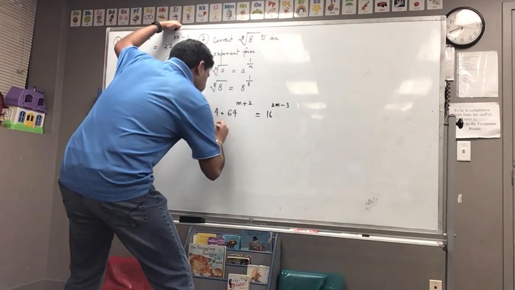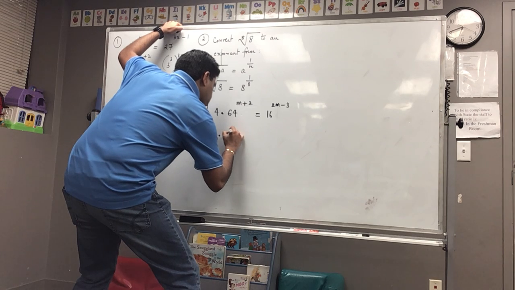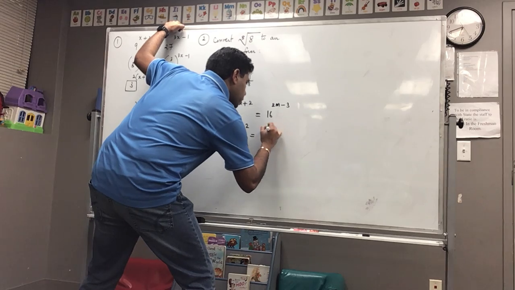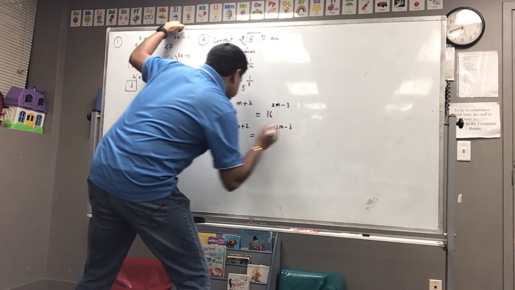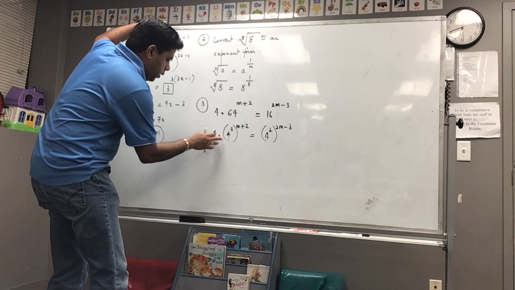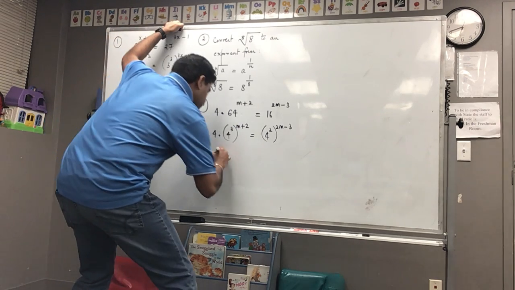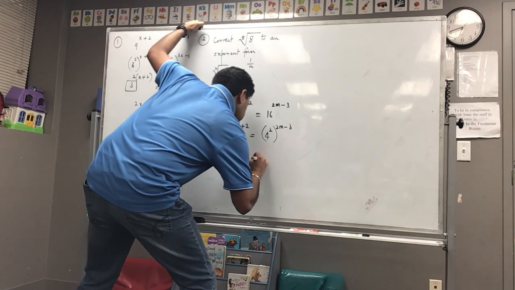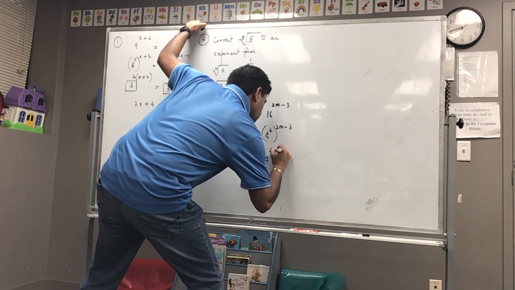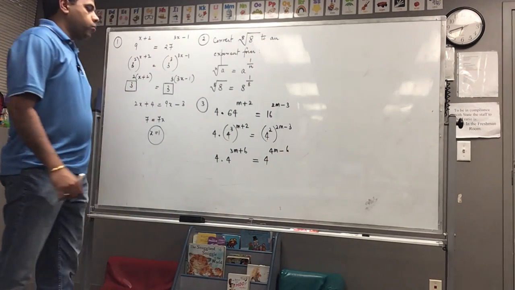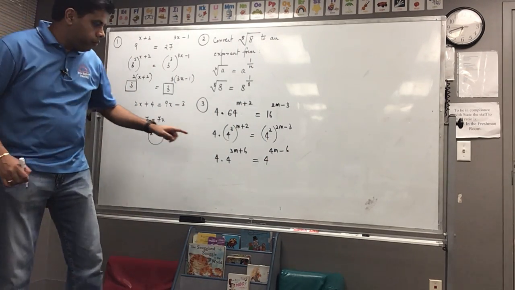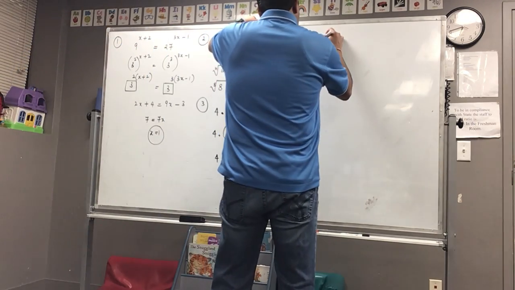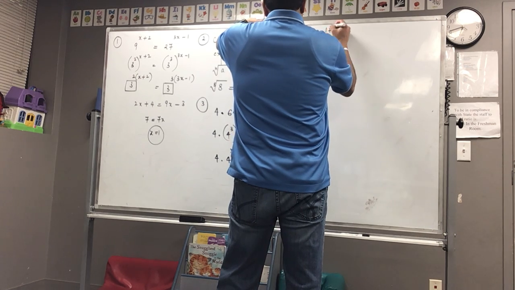Let's get started. 4 times 64 is 4 cubed, m plus 2, times 4 squared, 2m minus 3. So a raised to m raised to n is a raised to m times n. A raised to m times a raised to n is a raised to m plus n, sorry.